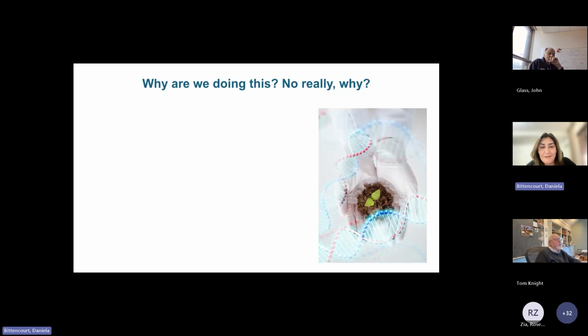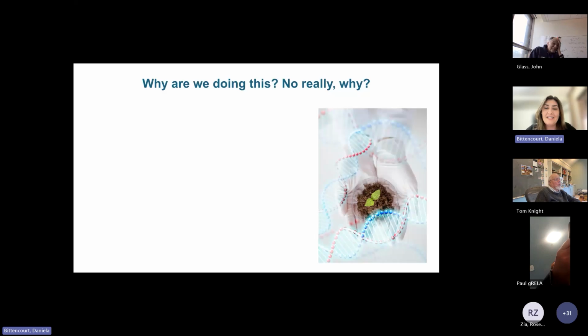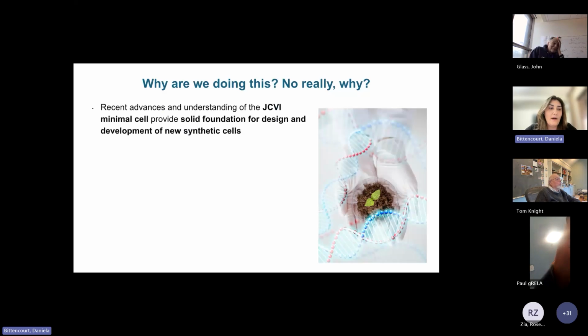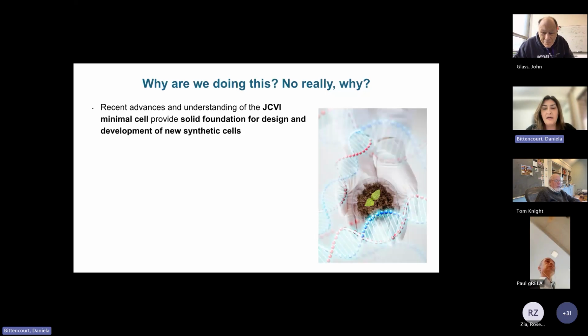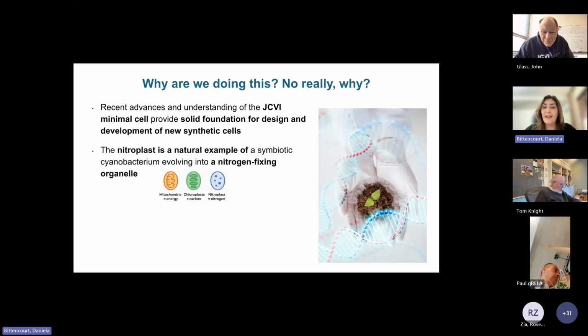But why are we doing this? I think it's at some point also very challenging, but we are actually doing this because we have huge advances with the design of synthetic cells and synthetic genomes, mostly taking advantage of JCVI-SYN3B. So it brings us a solid foundation to design new synthetic cells. Well, of course, nature itself gives us some inspiration.